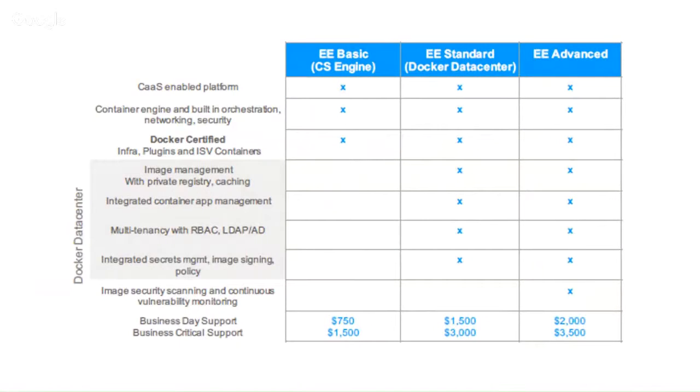So this chart shows the Enterprise Editions we have at the moment. We have Basic, Standard, and Advanced. And you can see there are different kinds of features available in the different versions.